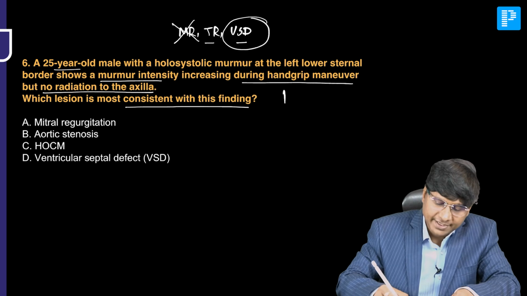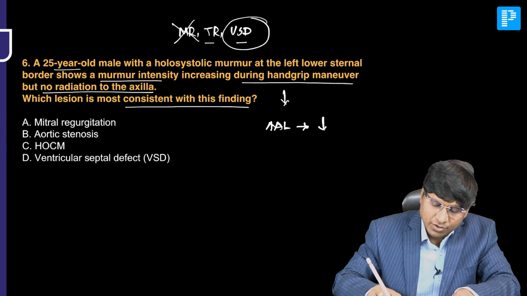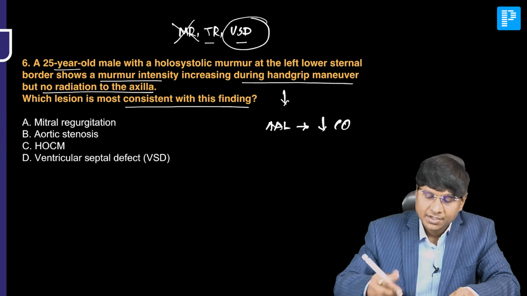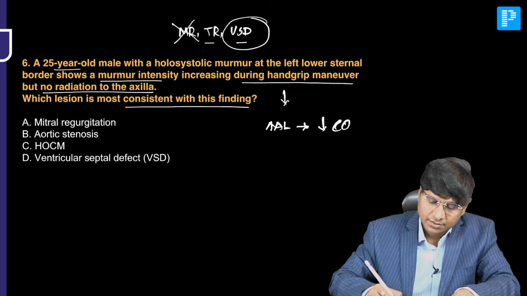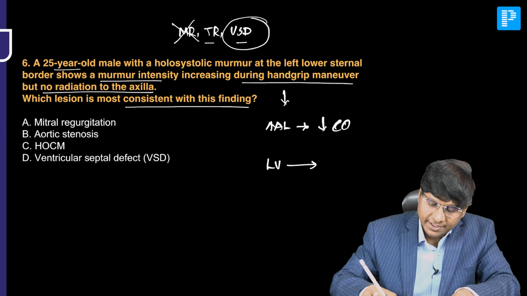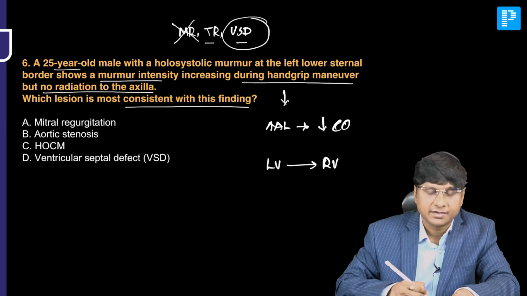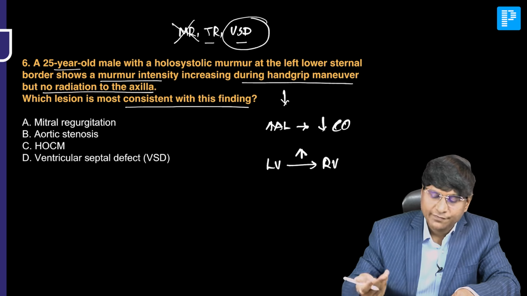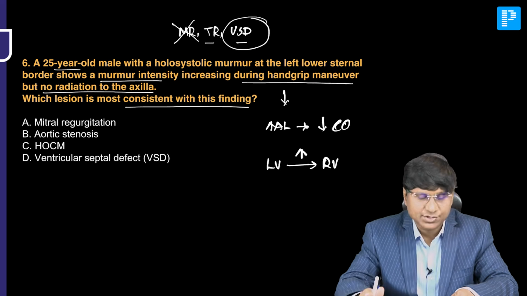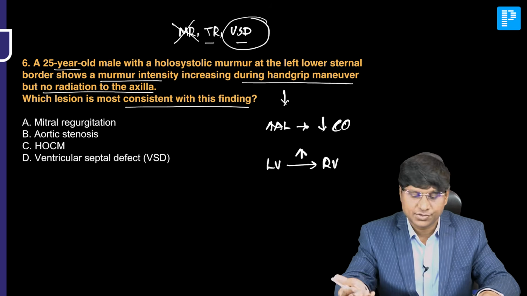Because with hand grip, what happens is there will be increased afterload on the left ventricle and this will cause a decrease in the cardiac output. So the blood from the left ventricle across the VSD will be moving to the right ventricle. So the flow is increased. When the flow is increased, what will happen to the intensity of the murmur? The intensity of the murmur also increases.